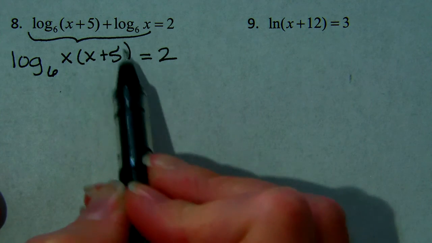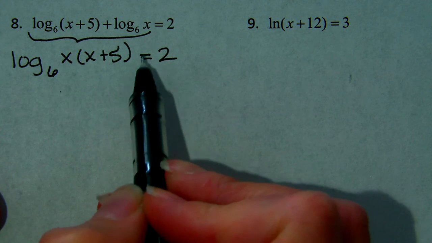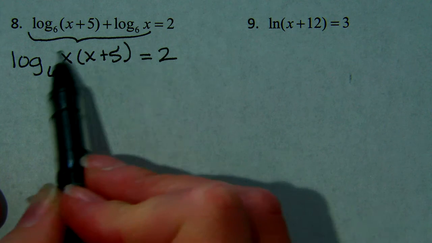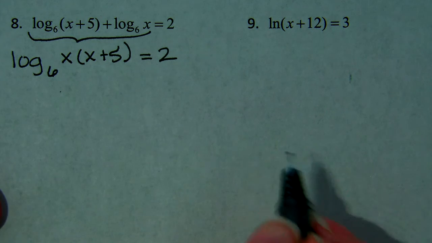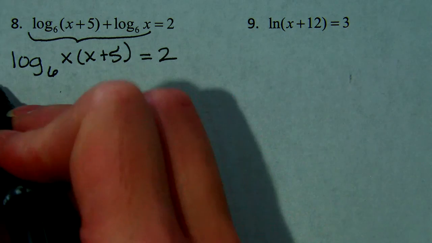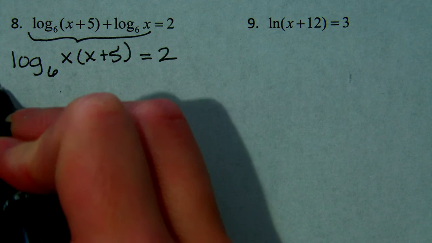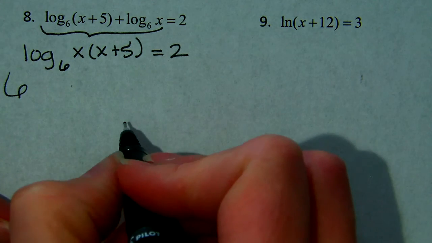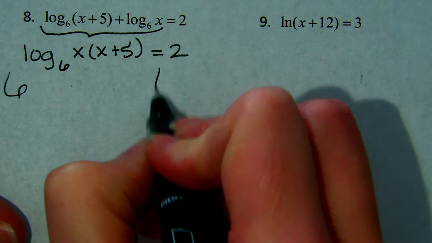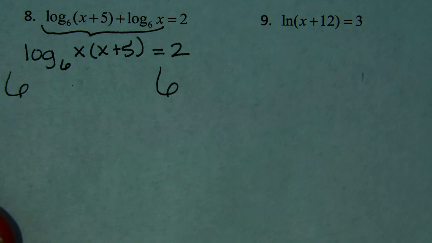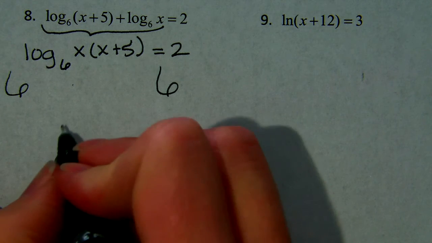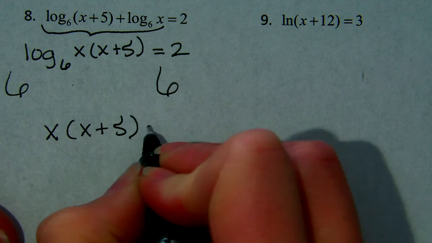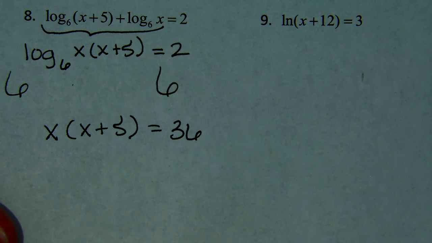What happens is you multiply the things inside. Property of logs. And so now what we have is an equation with a single log. And so what we're going to do is we're going to exponentiate, which means I'm going to make that log an exponent on that base. So it's a 6. So 6 raised to the log base 6 of x times x plus 5. I'm going to exponentiate the other side as well. And so we end up with x times x plus 5 is equal to 36.